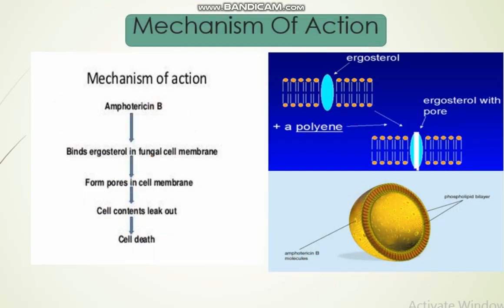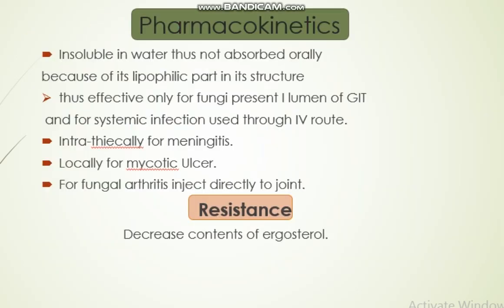Now let us move forward to the pharmacokinetics of amphotericin B. Amphotericin B is insoluble in water and does not absorb orally because of its lipophilic part in its structure. So when we administer amphotericin B orally, it will not absorb from the GIT, or gastrointestinal tract, thus it is effective only for fungi present in the lumen of the GIT.